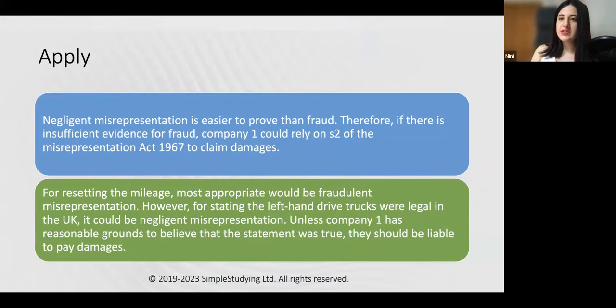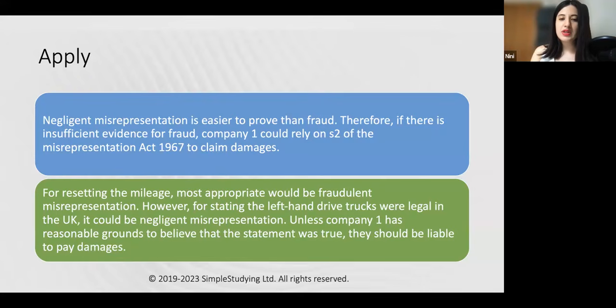Application. After discussing what Section 2 is about, you should apply it to the facts of the case. Negligent misrepresentation is easier to prove than fraud. Therefore, if there is insufficient evidence for fraud, they could rely on Section 2 misrepresentation instead to claim damages. For resetting the mileage, it would be fraudulent misrepresentation that is more applicable here.